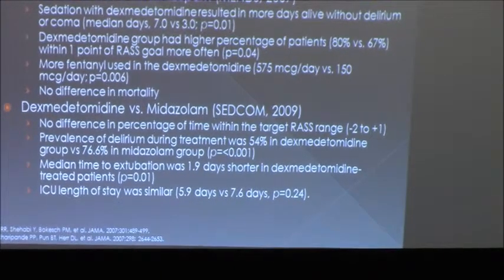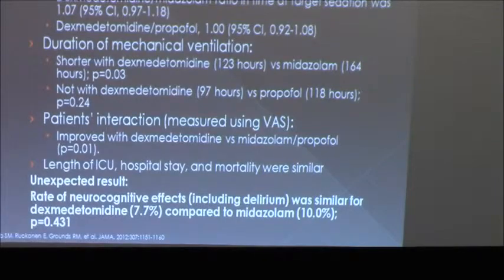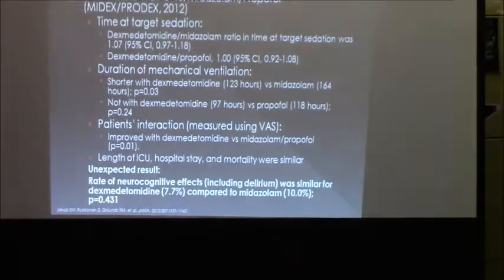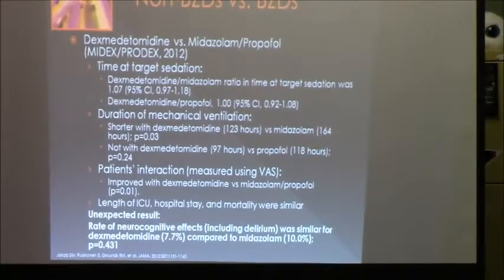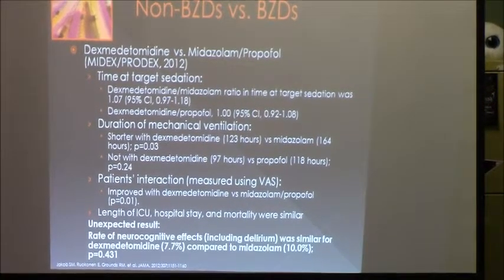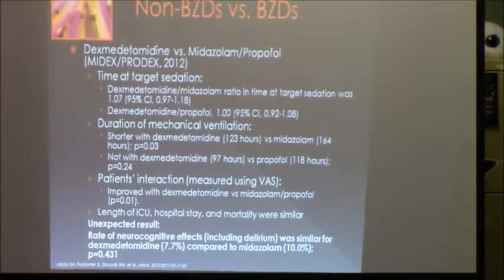Now, more recently, we have the MIDEX-PRODEX trial, which attempted to look at dexmedetomidine versus either benzos or propofol, because we were confused about whether or not propofol or dexmedetomidine would be better. That kind of shook out, so dexmedetomidine and propofol are about equivalent to each other, and so that's why they're kind of grouped in that non-benzodiazepine therapy. However, it did show benefit with respect to dexmedetomidine and propofol over benzos with time at target sedation. All right, so you get better RASS scores.